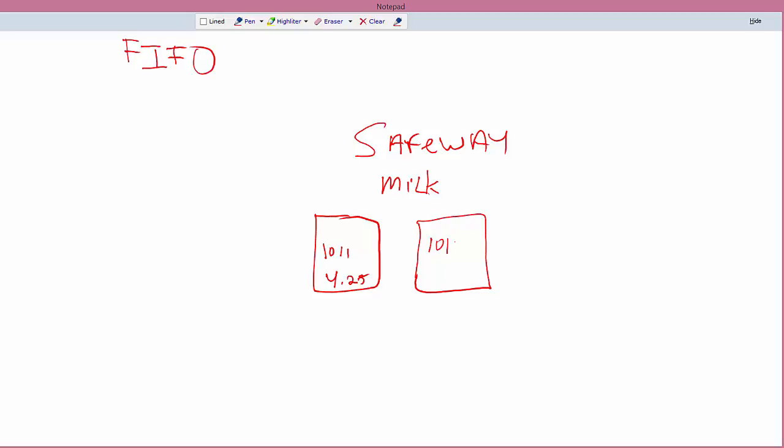This is what Safeway paid for these, by the way. They paid $4.50 for those milks that they got on $10.15, and then they bought some milks, say on $10.31, and let's say they bought those for $4.75.